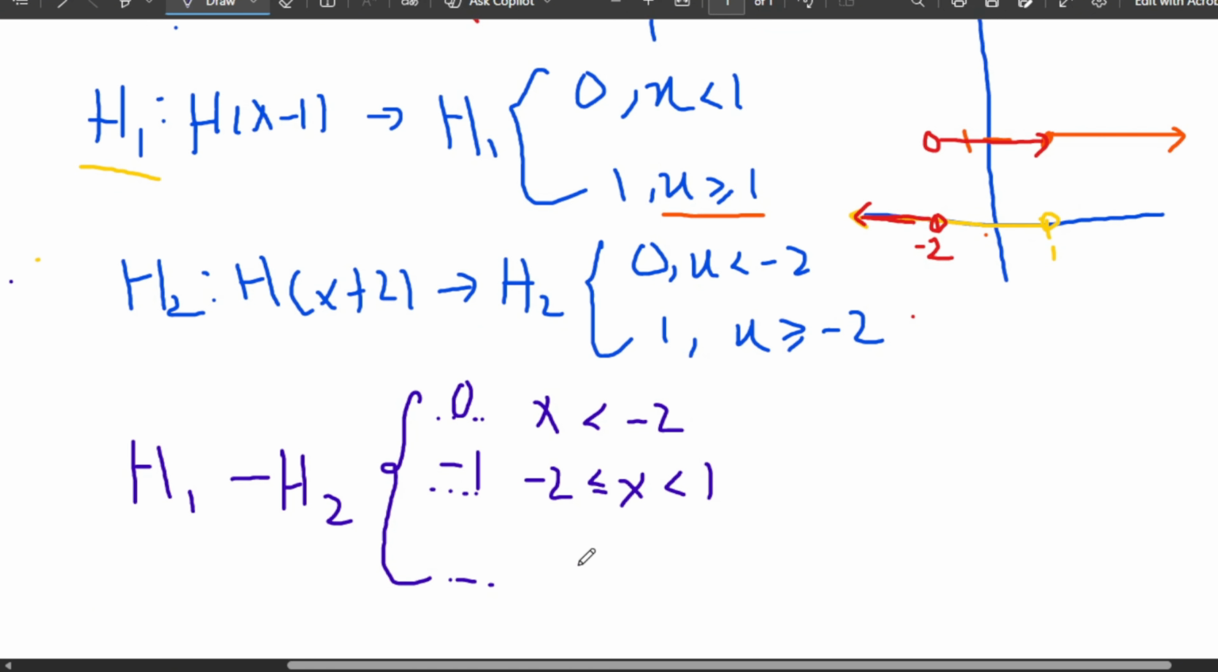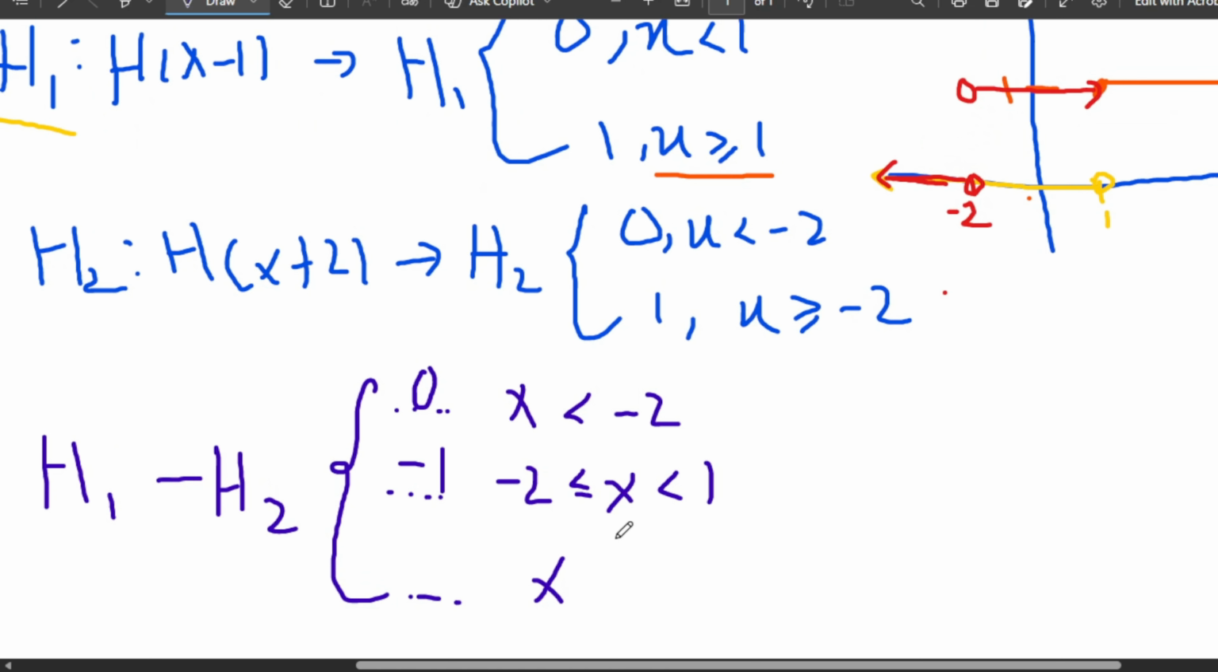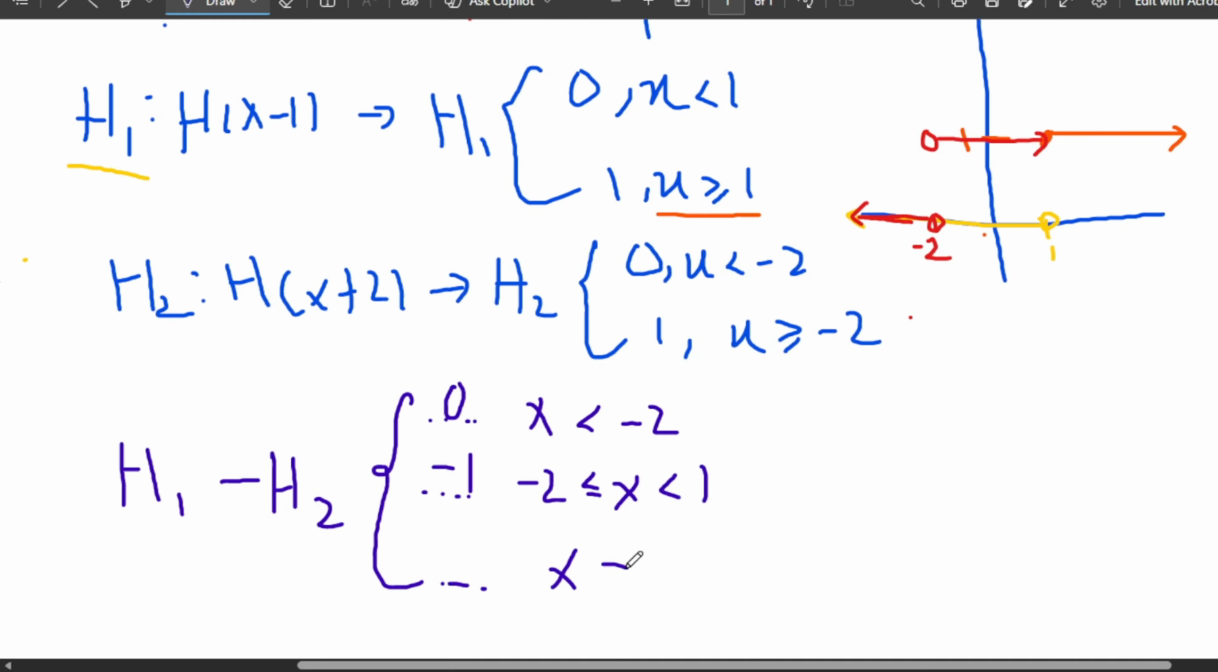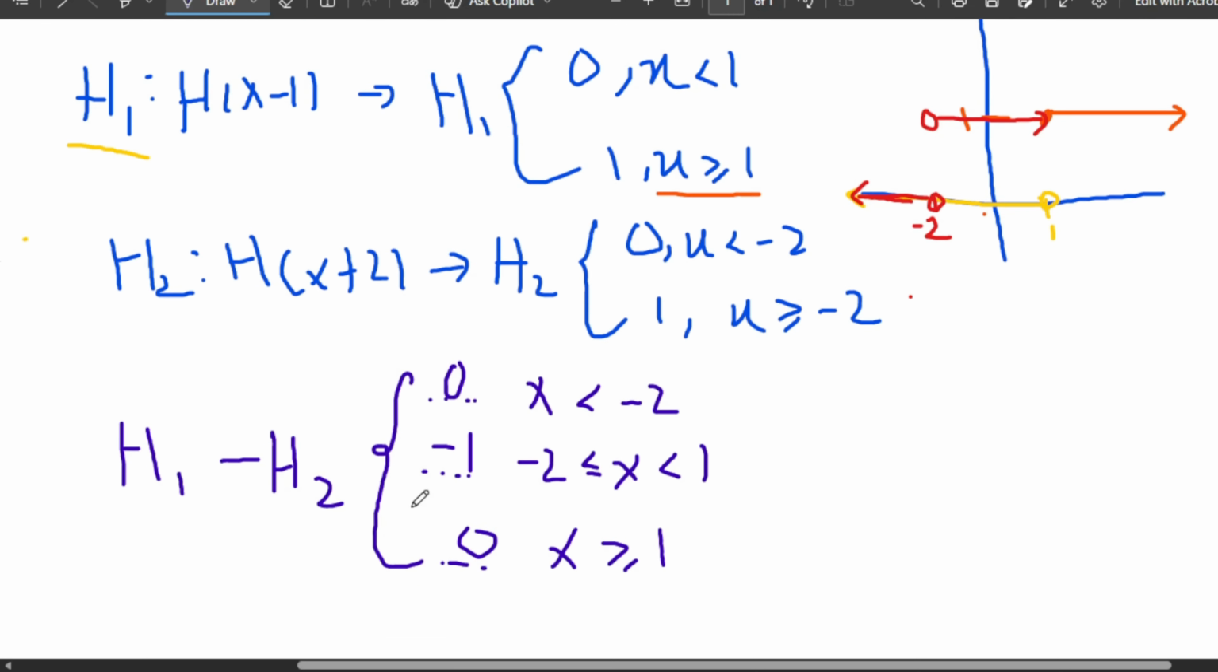Next, we'll check when x is greater than or equal to 1. So when x is greater than or equal to 1, our h1 here will be 1, and our h2 here will be 1 also. So 1 minus 1 is 0.